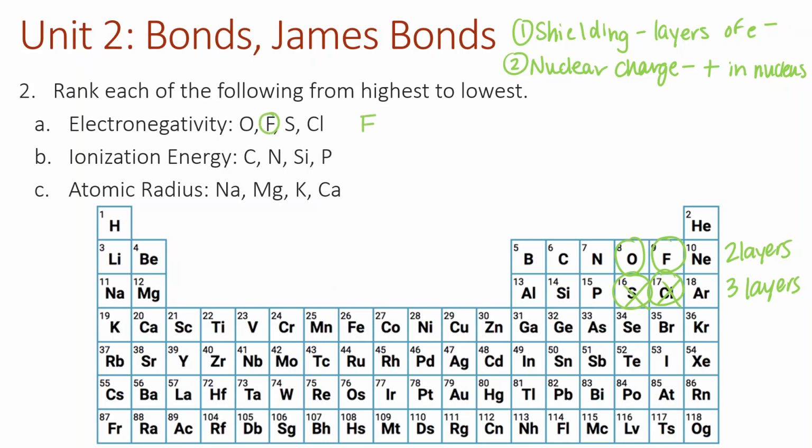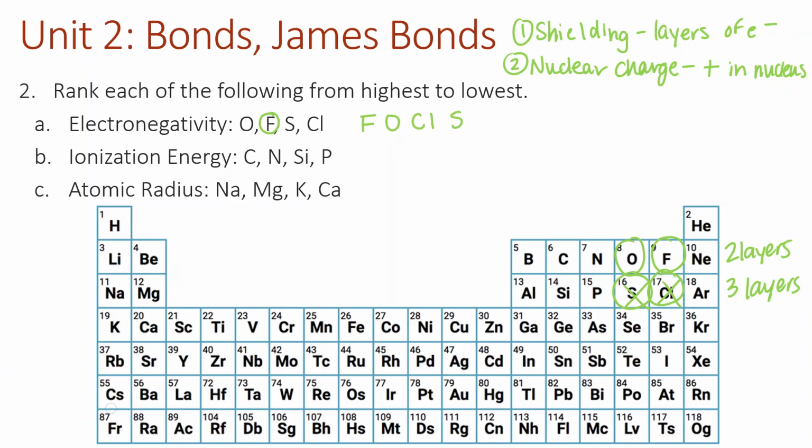The next highest would be oxygen. And then between sulfur and chlorine, they both have the same layers, but chlorine is more positive. So its nucleus is going to be more electronegative, more attractive to electrons. So we end up with chlorine and then sulfur.